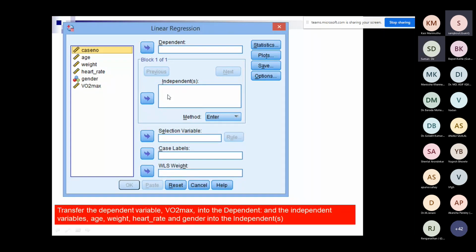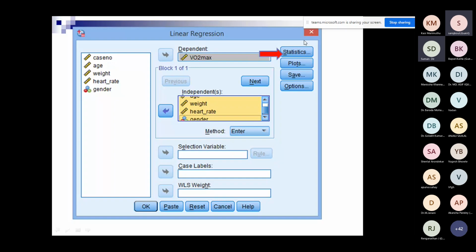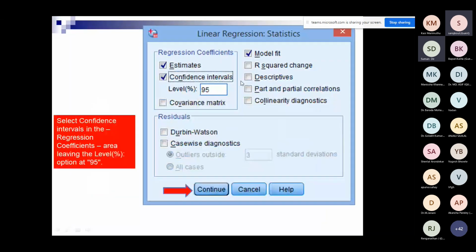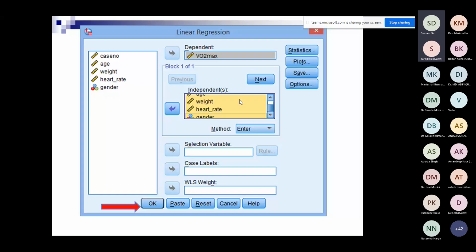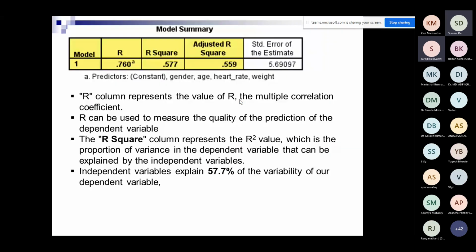The next step, click Statistics. You will get this window wherein you click estimates, confidence interval, and model fit. You can also click collinearity diagnostics, multicollinearity, right? We can also go for collinearity diagnostics. And then continue. Click OK. You will get the output. This is the model summary.